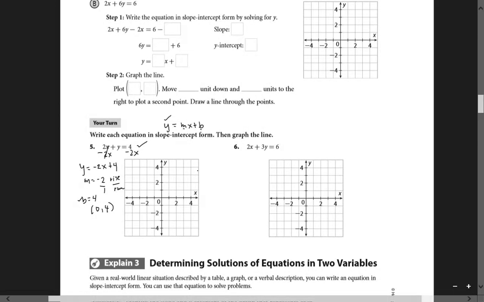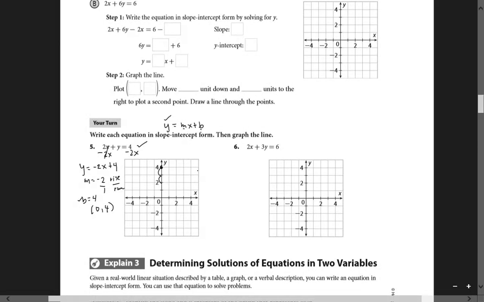Let's plot the first point. The first point is 0, 4. So let's plot it here. When we say rise, it doesn't mean that we always go up. We can go down also as long as you're counting the distance vertically. So let's count the distance vertically. How many units? The rise is 2. So we go down 2. So 1, 2. Next, how about the run? The run is 1 unit.